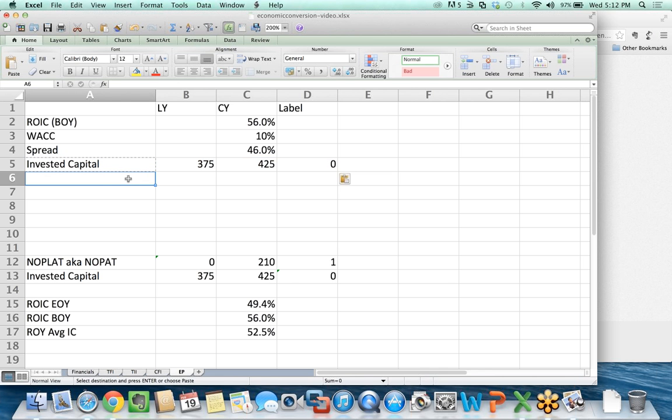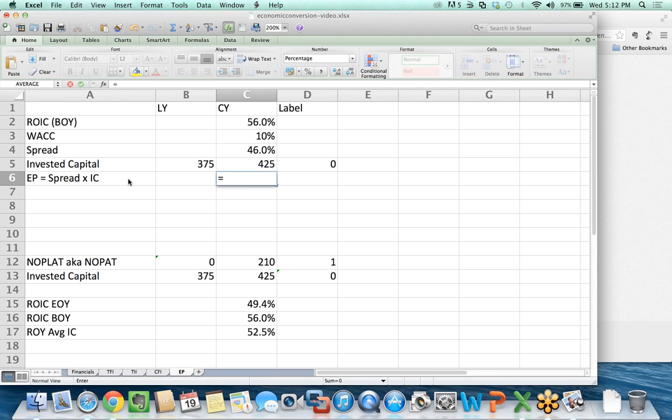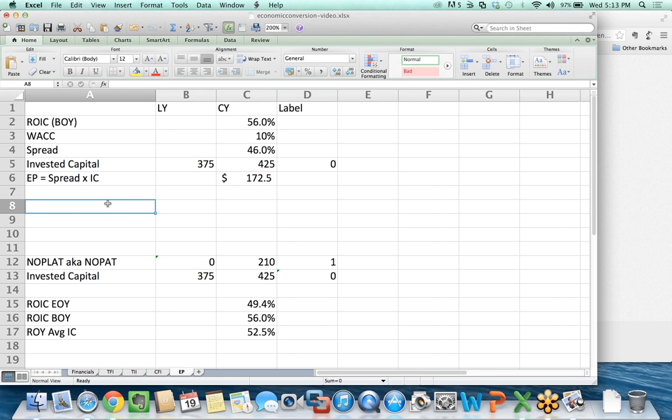And if I take my spread, EP equals spread times invested capital. So what I would do is I would take my spread times my beginning of year invested capital, and that would be my economic profit. Now, method number 2. Method number 2 is I take my NOPLAT and I subtract what's called a capital charge.